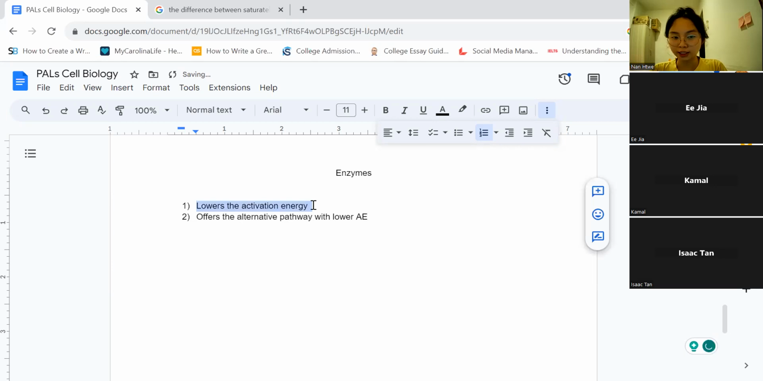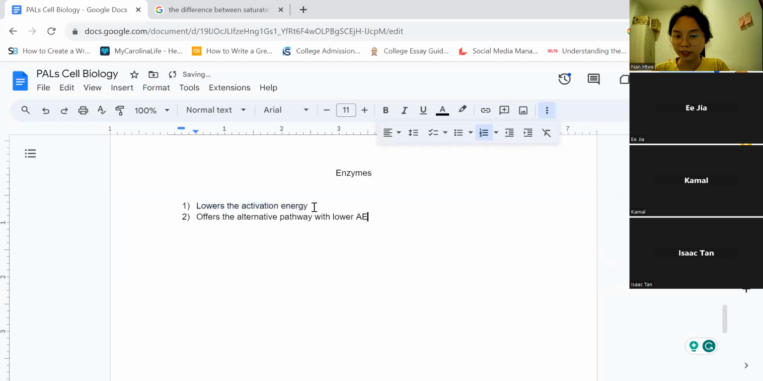If you have studied enzymes in chemistry, your chemistry teacher will say that the enzyme doesn't lower the activation energy. If you give the definition that enzyme lowers the activation energy, then that is wrong. The enzyme doesn't really lower the activation energy. It only offers the pathway with lower activation energy. Is it clear?